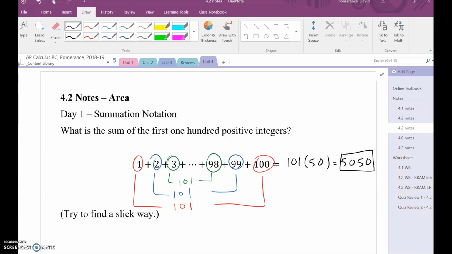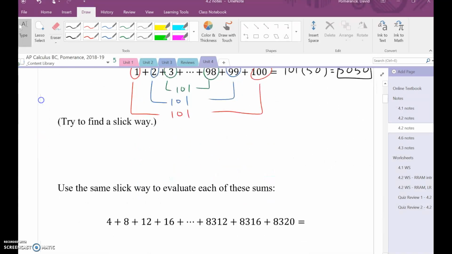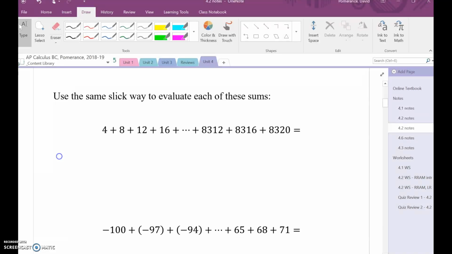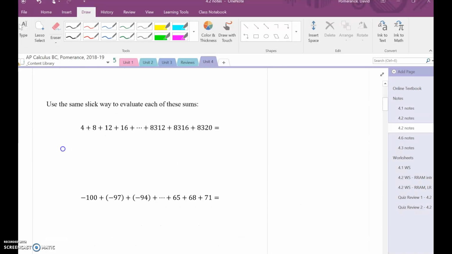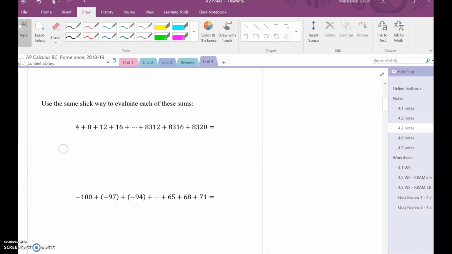Alright, so I would like for you guys to give this a try. We're going to try to use that same slick way to evaluate these. Oh, there are only two. These two sums. Of course, we could do this by hand very, very slowly if we added up every single one of them. But give it a try, pause the video, and use that same slick way, and see what you can come up with.